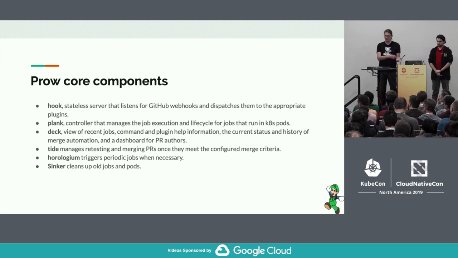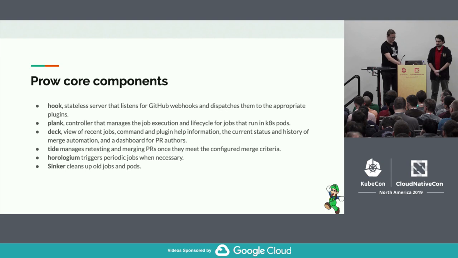Plank is the microservice that is responsible for the life cycle of a CI job and provides a dashboard where you can see what's going on. Tide is a component that manages merging commits into your repository, which is not an easy job to do because you may have many commits trying to merge at the same time, and if you're not careful, you're breaking yourself. Horologium is used for cron type of triggers, and Sinker is basically doing garbage collection.